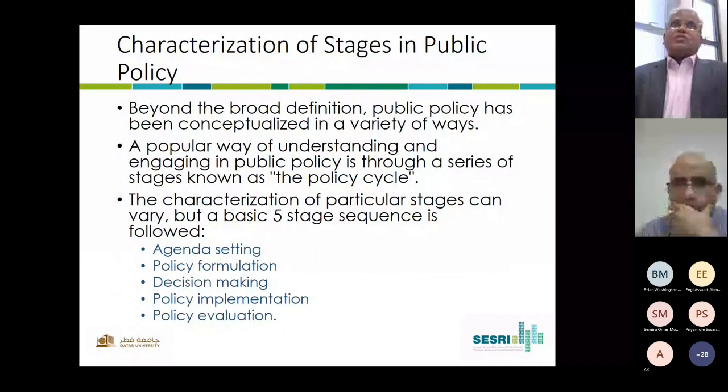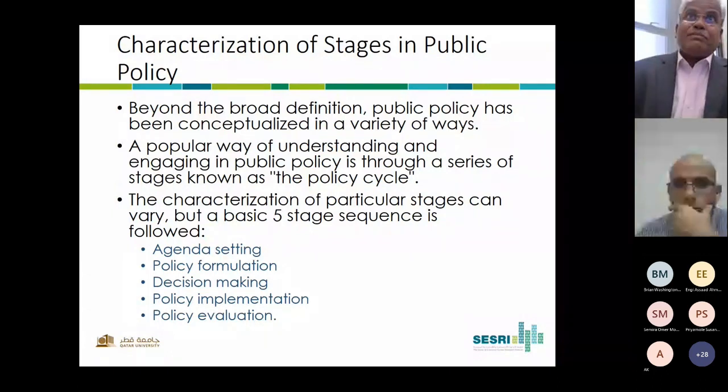For example, the characterization of stages in public policy: beyond broad definitions, public policy has been conceptualized in a variety of ways. The popular way of understanding and engaging public policy is through a series of stages known as the policy cycle, which includes policy analysis. The characterization of particular stages can vary, but fundamentally there are 5 stages or 5 sequences in the policy process.